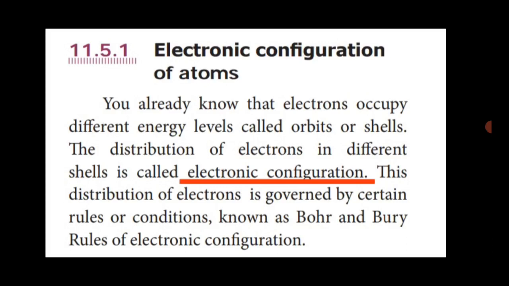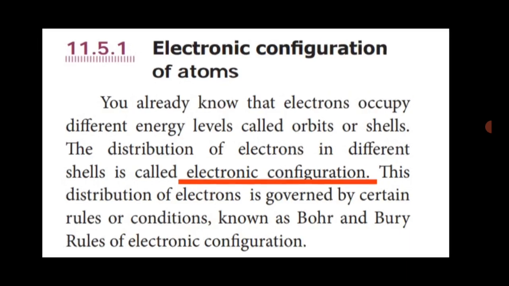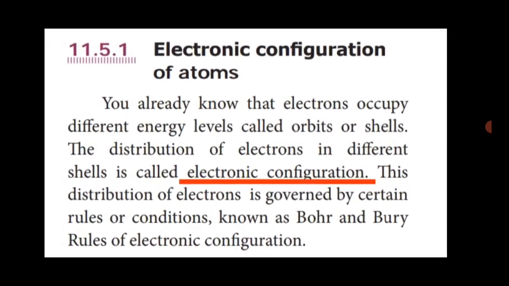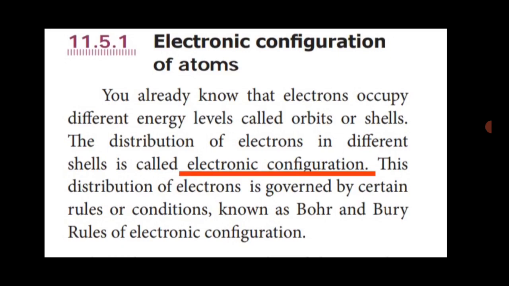You already know there are 4 different shells: K shell, L shell, M shell, N shell. Electrons occupy these 4 shells. The electrons are distributed in different energy levels. This distribution of electrons in different energy levels is called electronic configuration. This distribution follows certain rules and conditions known as the Bohr and Bury rules of electronic configuration.